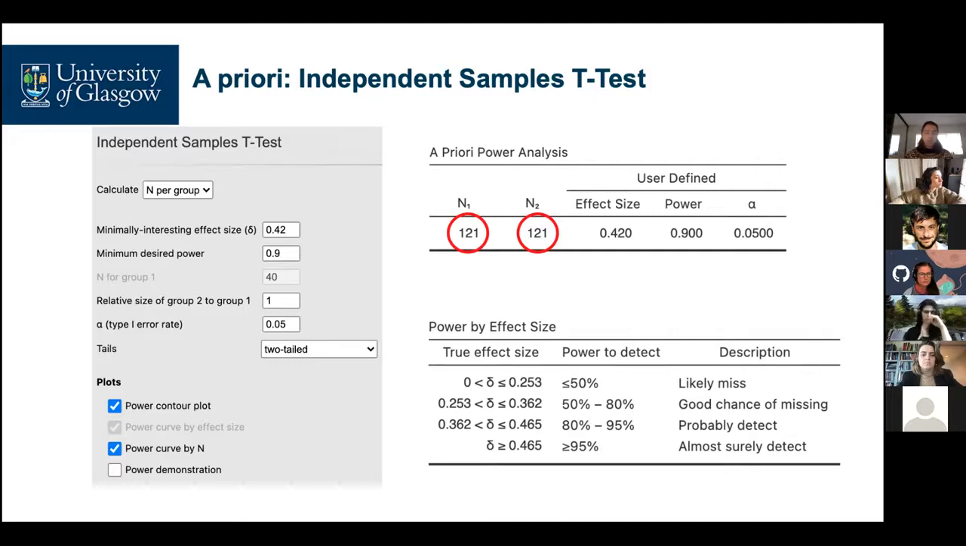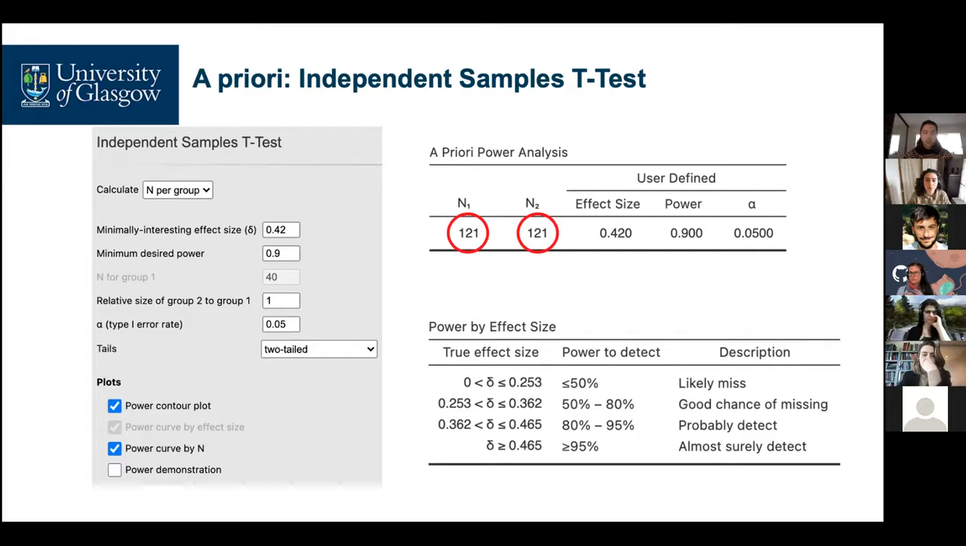If you have all these as inputs, it should come up with the output that you can see on the right-hand side. To detect, with 90% power, an effect of d equals 0.42, you would ideally need 121 people in each group, so 242 people in total.